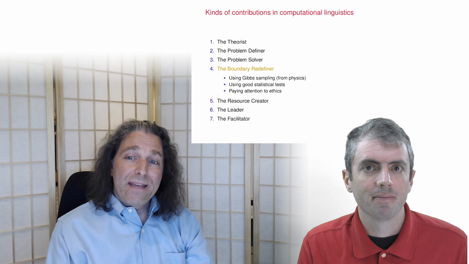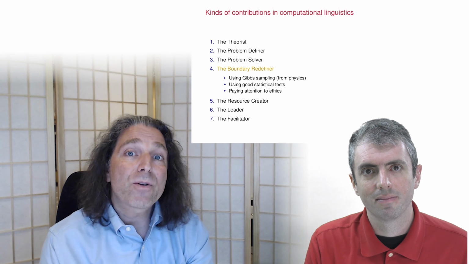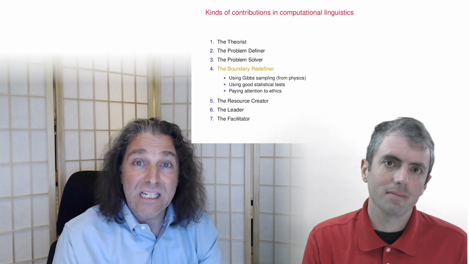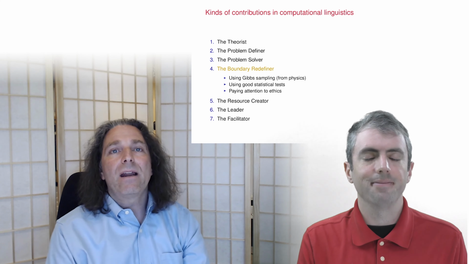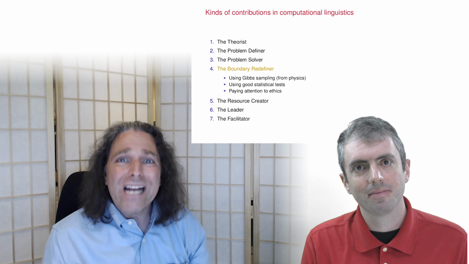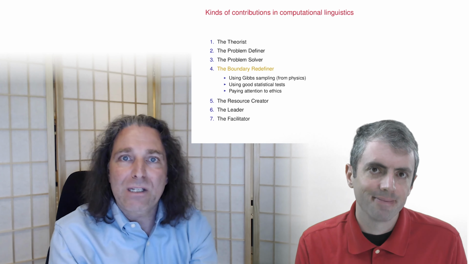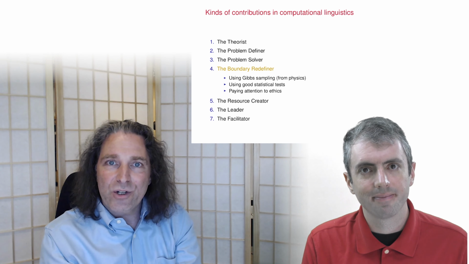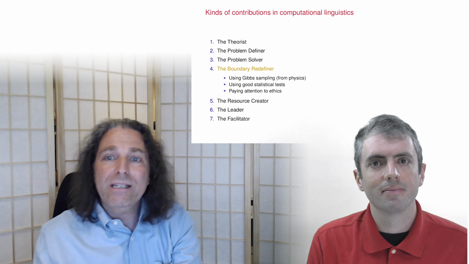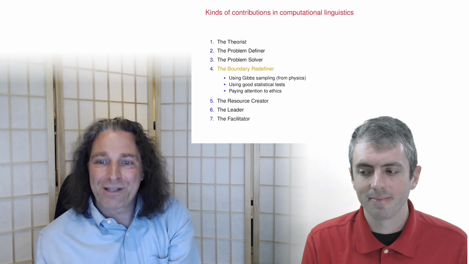I think that this category is a place where you can really highlight the opportunities that computational linguistics has as part of a multidisciplinary enterprise. I think that what good boundary redefiners do often is recognize that there is a connection between some particular problem space that they've been looking at in language and either a set of approaches, right? You mentioned here Gibbs sampling, or a set of domains that people have not focused on up to this point.